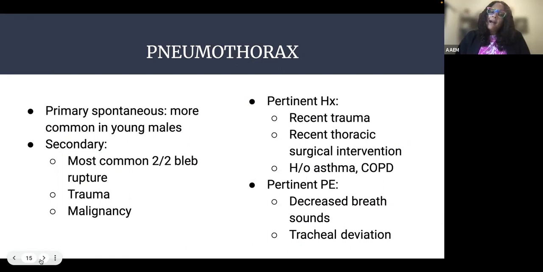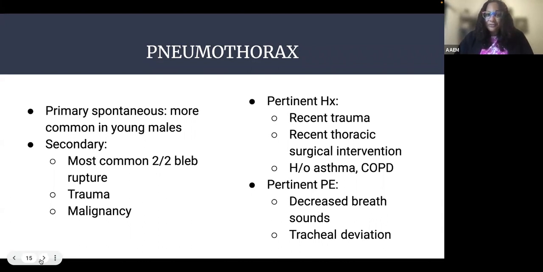Now, a primary spontaneous pneumothorax is considerably different than a secondary pneumothorax, which is often from blebs in COPDers, and those blebs rupture, trauma, or malignancy. We can also get pneumothoraces that happen after interventions, but those are usually fairly small and residual.